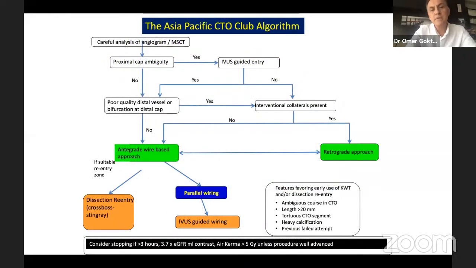In my practice, I mostly follow the Asia Pacific CTO Club algorithm. In this algorithm, if the patient has proximal cap ambiguity, and you don't have IVUS or it's not suitable for IVUS, you can go directly to the retrograde approach to save time. Or if you have a poor quality distal vessel or a bifurcation at the distal cap, this is also a very good indication for going directly retrograde. Of course, if you have a failed antegrade attempt, either in that session or a previous one, you can go directly to the retrograde approach.